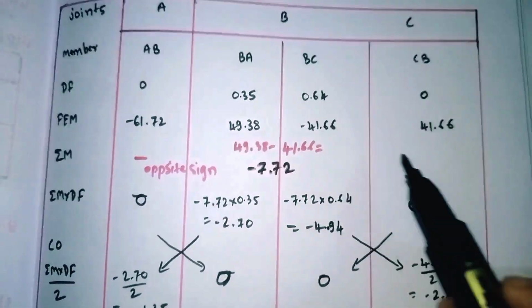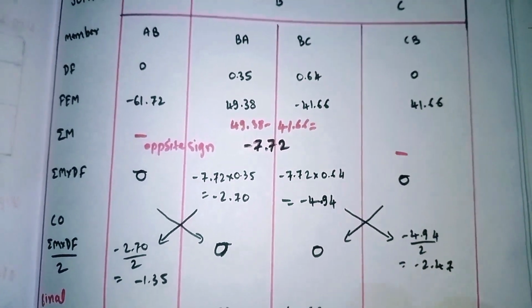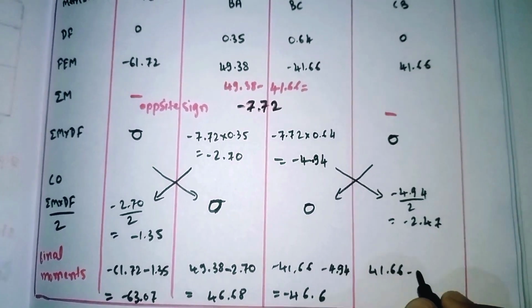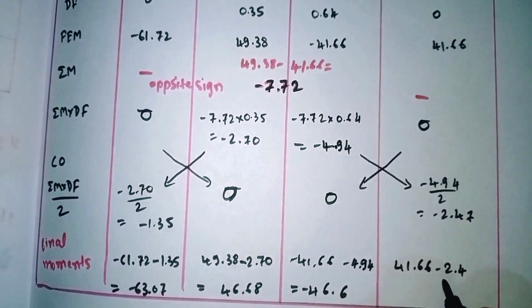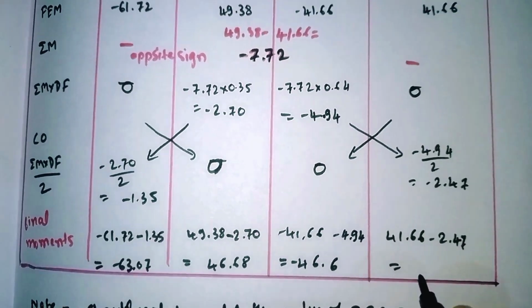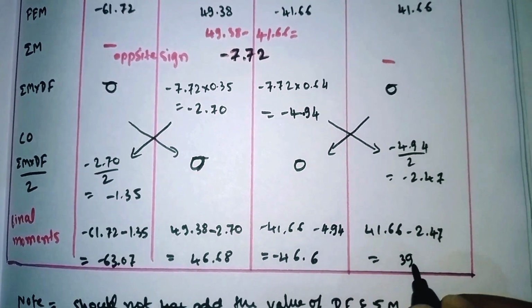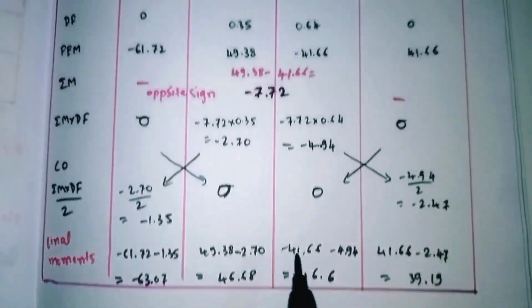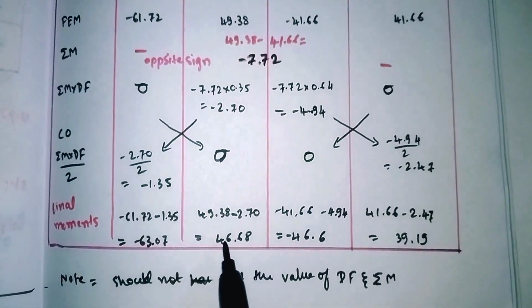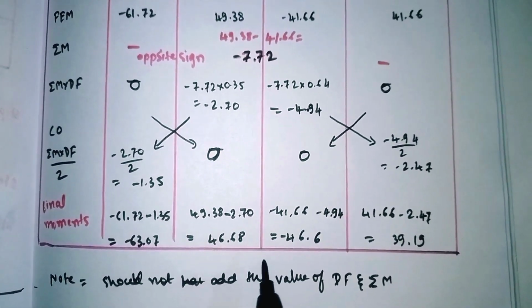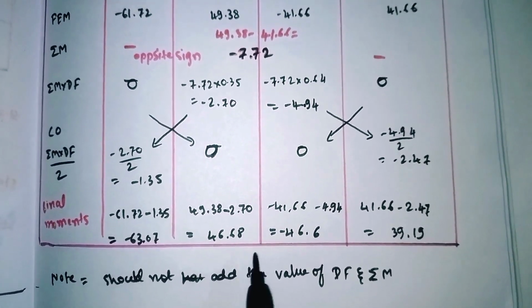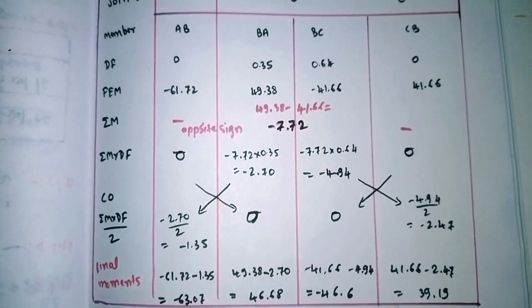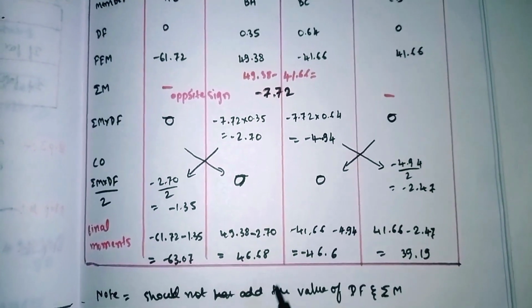And here also 41.66 fixed end moment value, and here this is minus 2.47. So it will come out as 39.19. One more thing is, when you add these two at joint B, the value will be almost 0. It will get cancelled, the value we get is 0. It means we have proved that at joint B the moment will be 0.